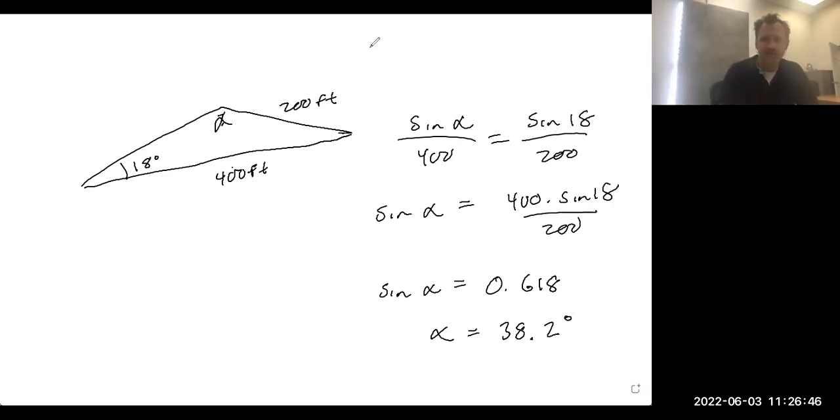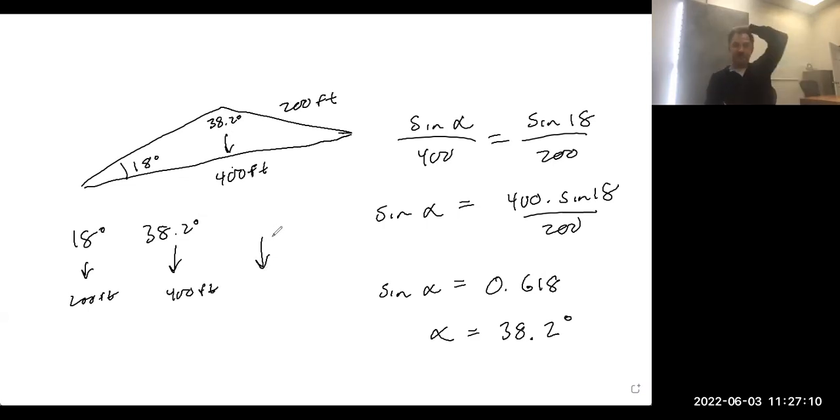So far, so good, because the size of this angle indicates that it's bigger than the side across from it, which it is, this one. 18 degrees was 200 feet. So this side is bigger. Now we're at 400 feet. And really that means that the third side should be even bigger, because this third angle here would have to be 180 minus 38.2 minus 18. We're looking at 123.8 degrees.